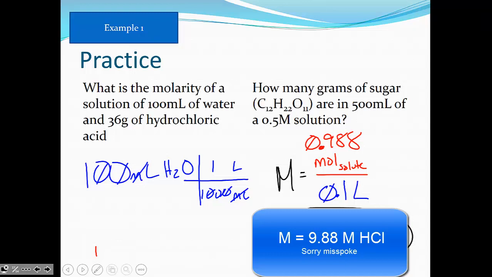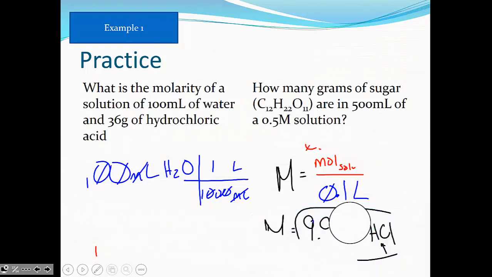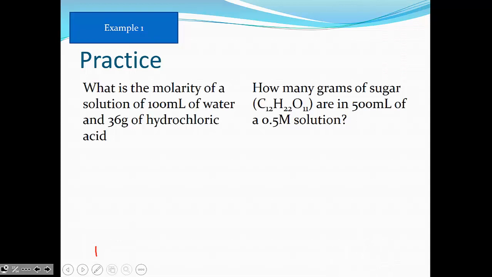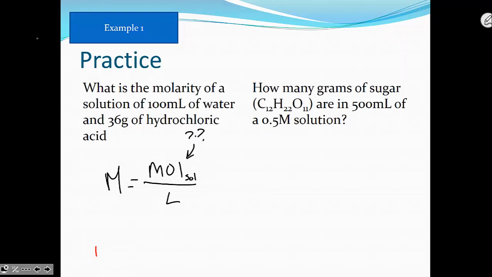It's good practice to put what the solute is, because that's the thing we are interested in. The next problem had us go the other direction. If I have half a molar solution of sucrose, how many grams of sugar are present? So molarity is the moles for each liter. If I want to know how many grams are present of our solute, I can find that out by figuring out how many moles you have. Because once you have moles, you can convert moles into grams. So this problem is going to have us work backwards.